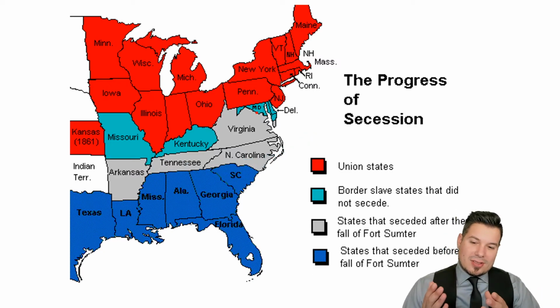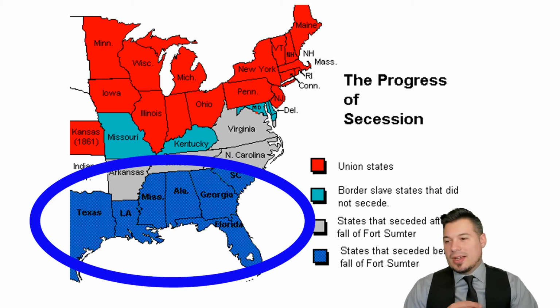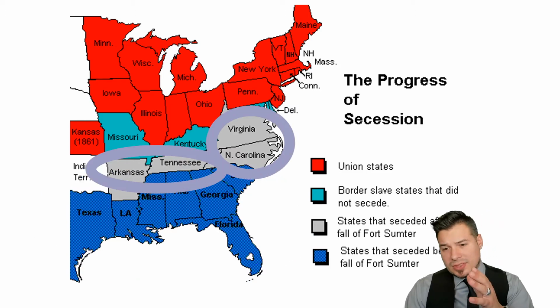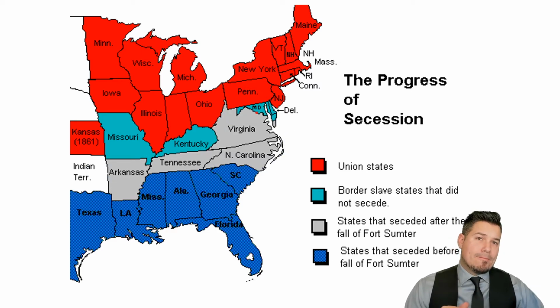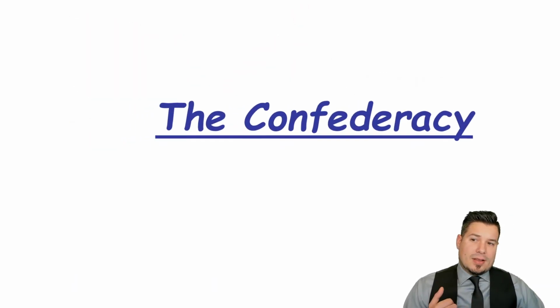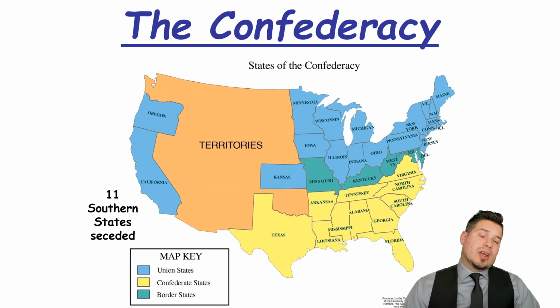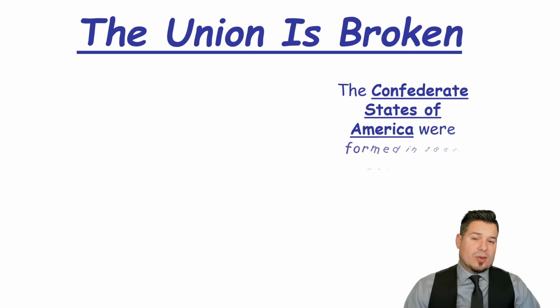You have the first secession, which is the states that seceded before the fall of Fort Sumter. That's in blue. These states leave before Lincoln even gets into office. Once the shots are fired on Fort Sumter in April of 1861, that's when these gray states secede afterwards. They form the Confederacy. There's 11 southern states altogether that join this new nation, officially called the Confederate States of America, or the CSA.